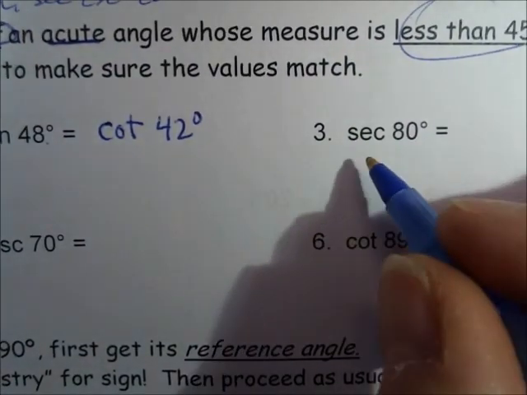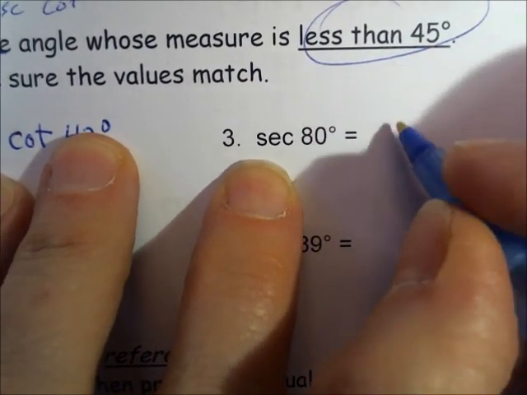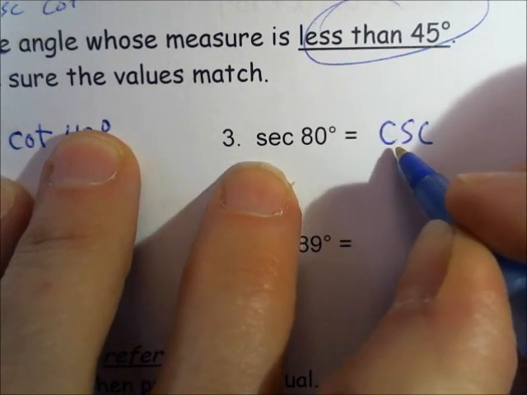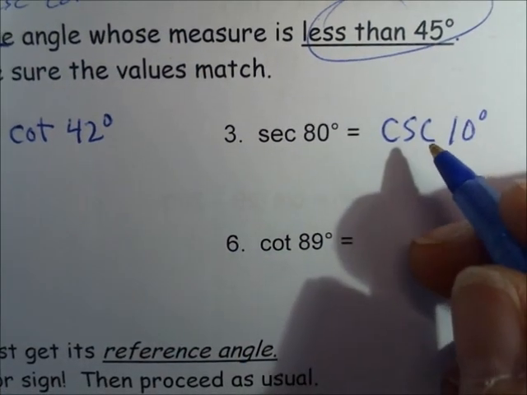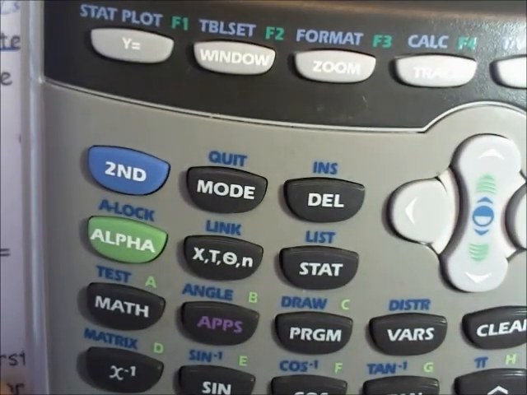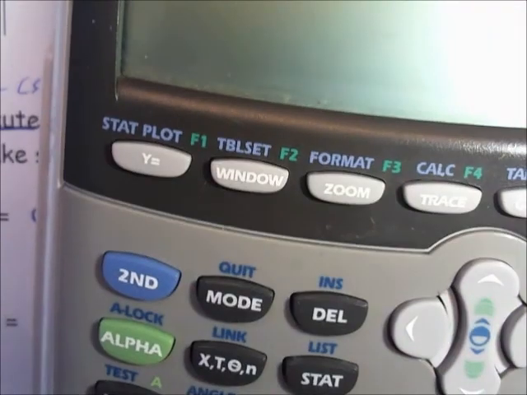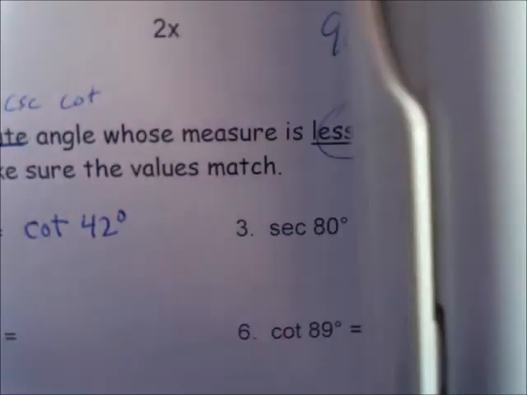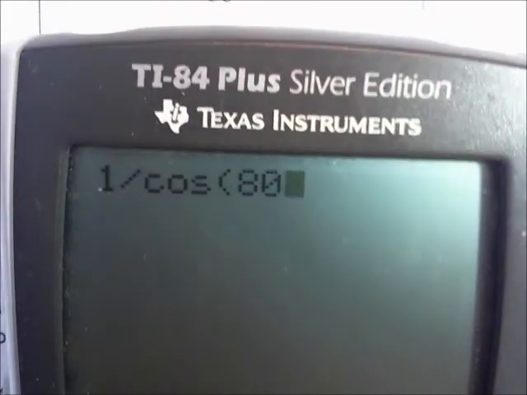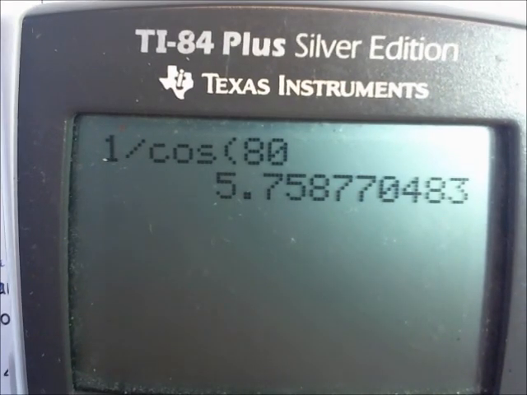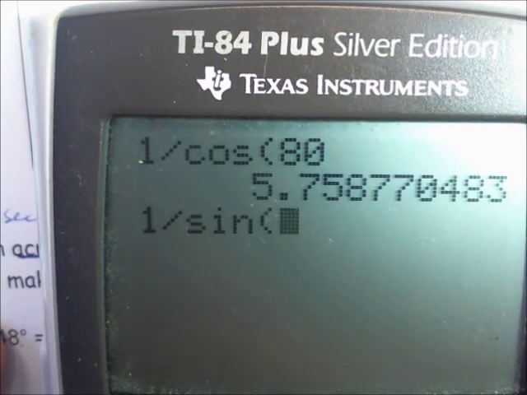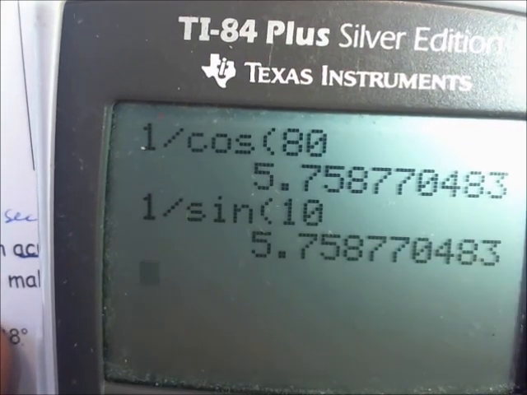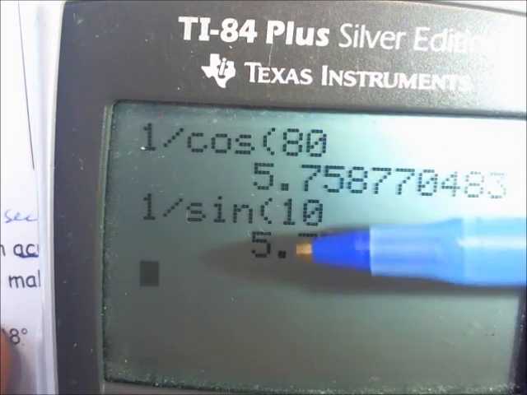That's just a check. So the secant of 80 degrees must be the same thing as the cosecant. Remember, these are cofunctions. Secant, cosecant. 80, 10. So the secant is 1 over the cosine. Oops. 1 over the cosine of what, 80? Let's see what that is. All right, there's the secant of 80. And we're saying the secant of 80 is the same thing as the cosecant of 10. Let's see, 1 over the sine of 10. Look at that. They're the same thing. So here's a secant of 80. Here's a cosecant of 10.